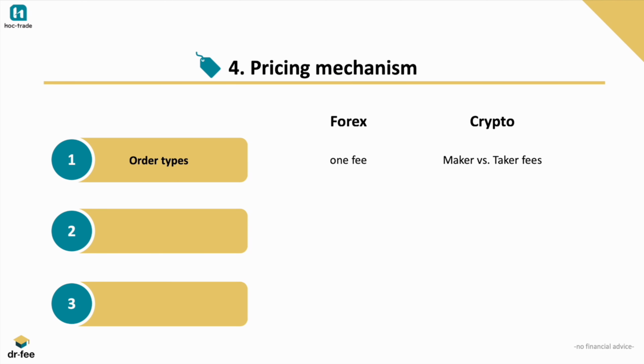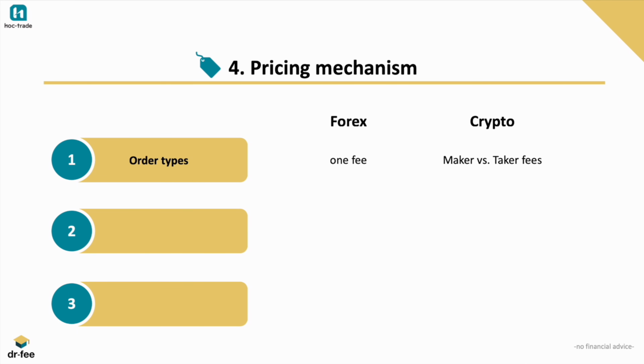Next, in the fourth dimension, let's have a look at the difference in the fee pricing mechanism between Forex and crypto trading. There are 3 big differences worth noticing. First, crypto exchanges differentiate between maker and taker fees, while Forex brokers usually do not.